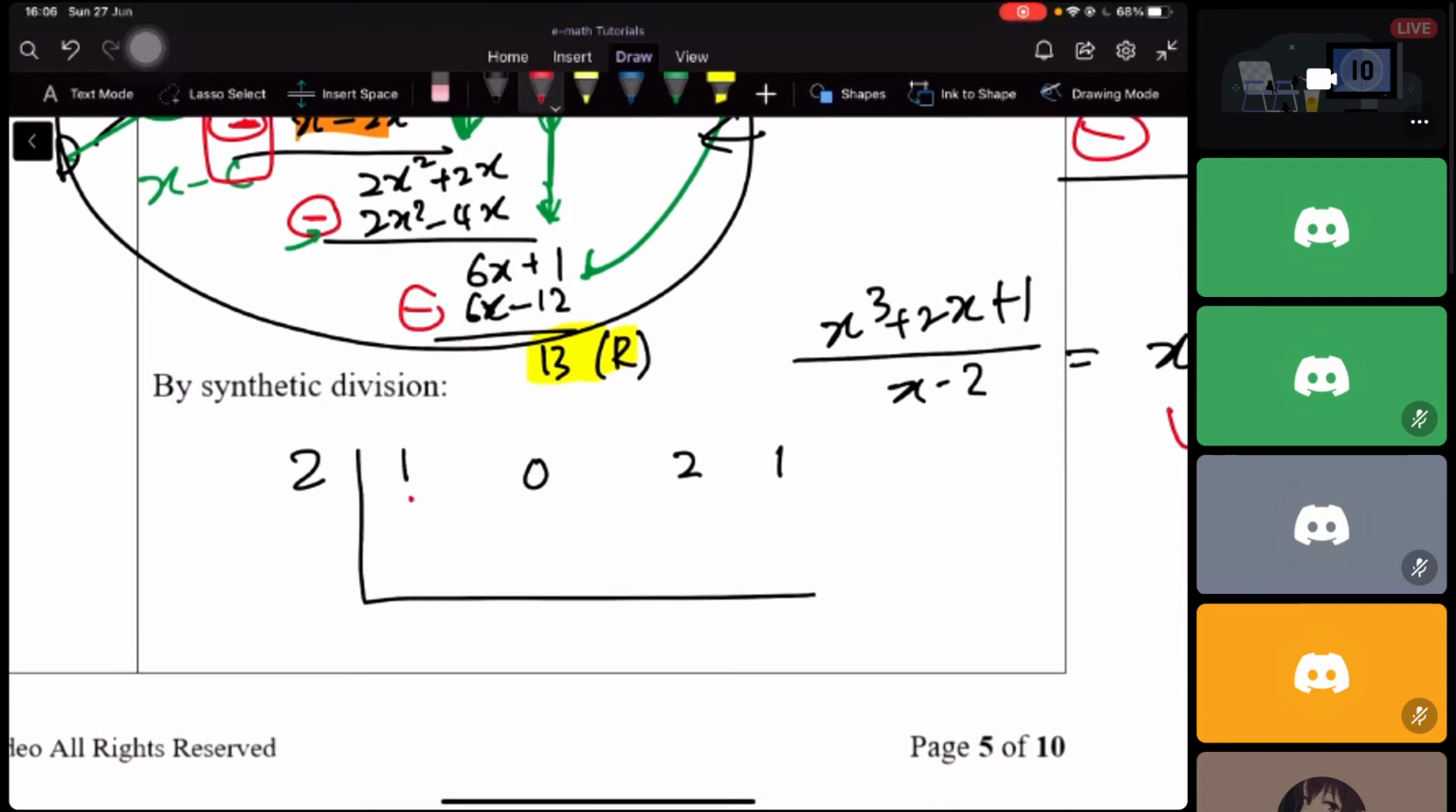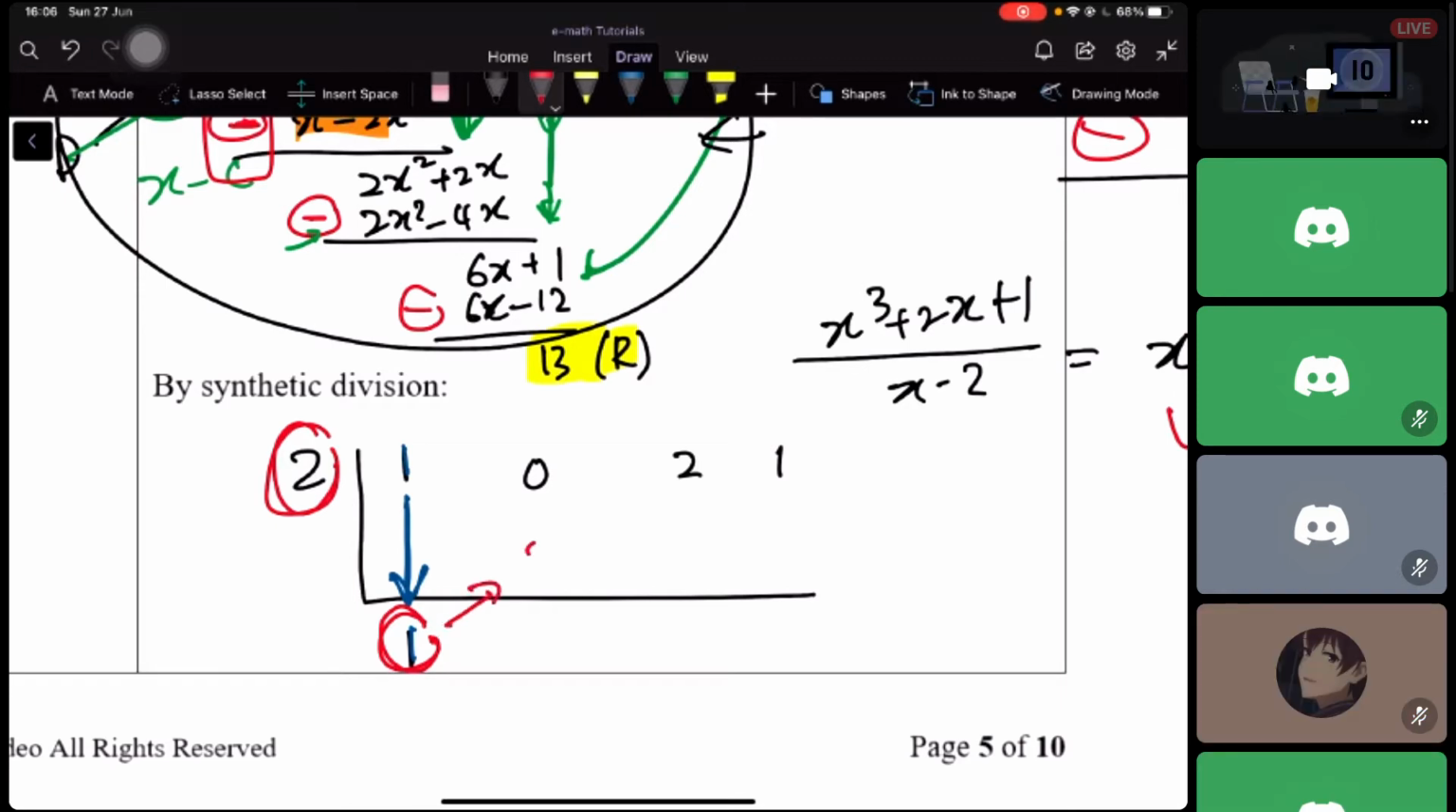How do you do it? First step, bring down the 1. Write your 1 here. Next, 1 comes here. 1 times 2 is 2. Okay? Again, bring down the 1 right here. 1 times 2, come here. Write the 2 here.